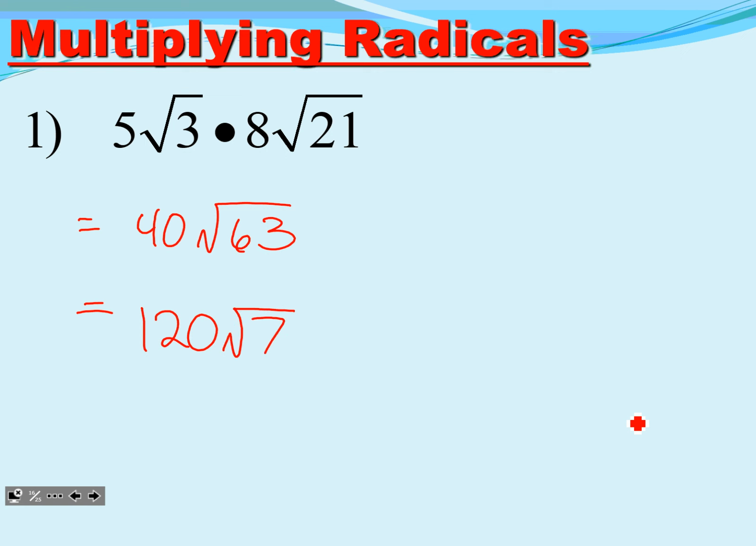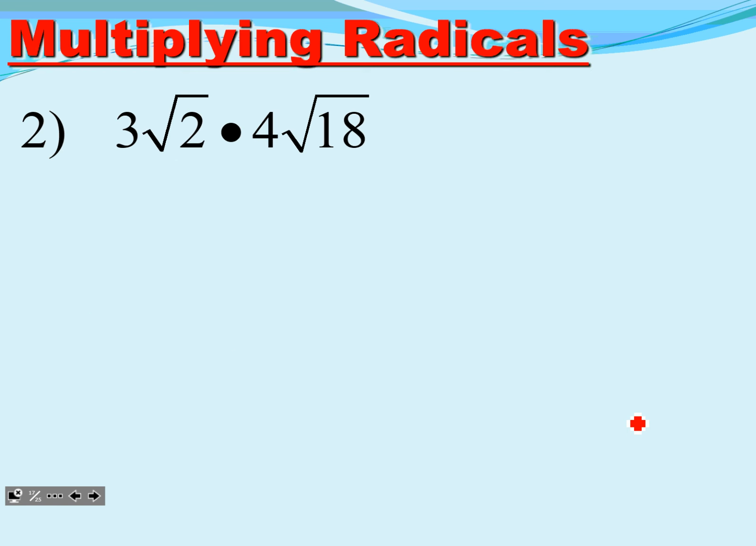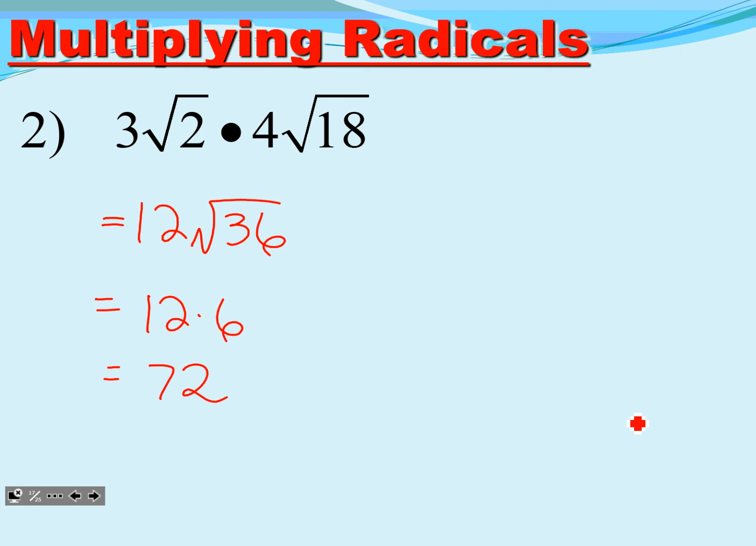For number 2, please press pause now. So for number 2, this becomes 12 times root 36. It still can be simplified to 12 times 6, which equals 72.